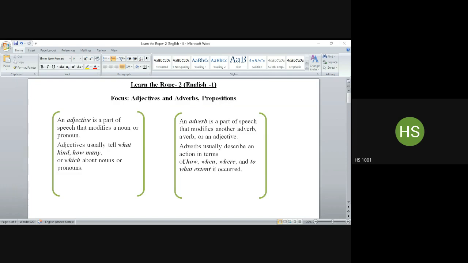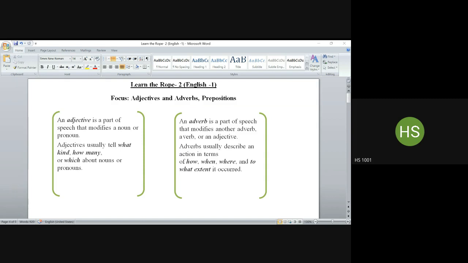Ma'am, I don't understand the adjective order. Can you explain it? Adjective order means when you have more than one adjective, they have to appear in a particular order. They cannot appear randomly, right? They cannot take any position in a sentence that they want. It has to appear in a particular order, and that is called the adjective order.